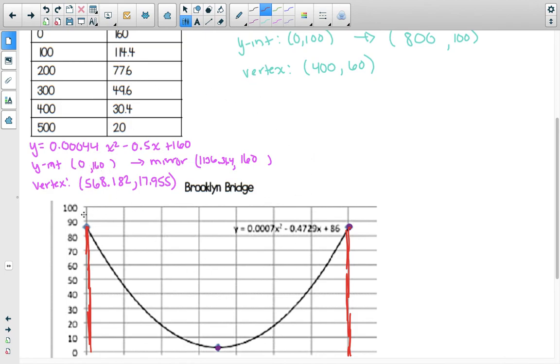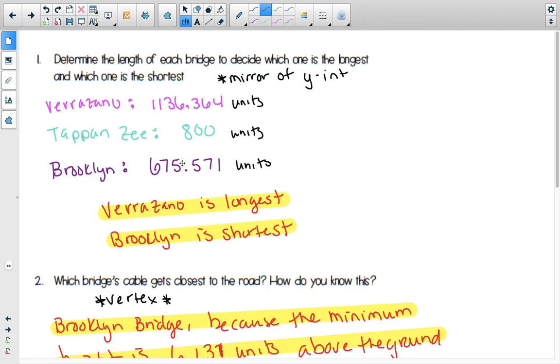So finding the y-intercept and the mirror of the y-intercept told us how long this stretched across, and then the vertex told us how close it was to the ground, because this is where the cars would drive on the x-axis. So we were able to compare these 3 bridges and answer questions based off of the comparison.